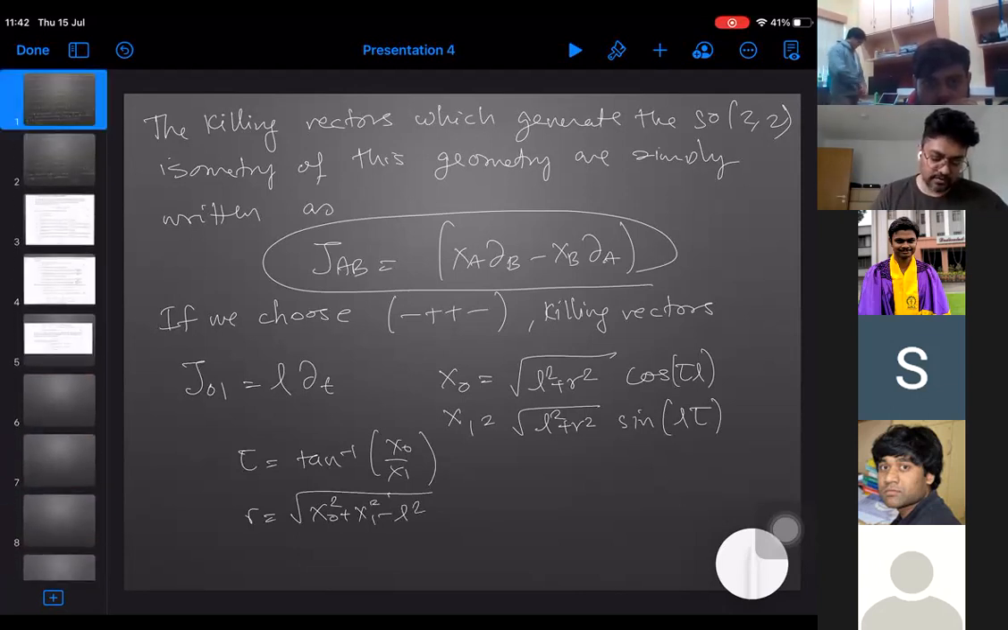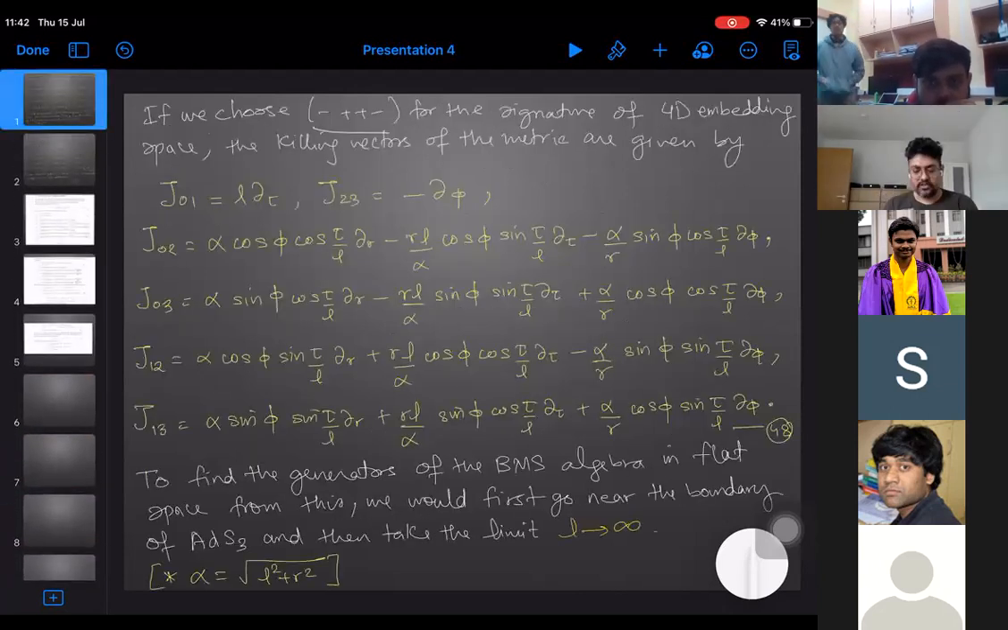In the end, what you will get are all these 6 generators, because in BMSN you have n into n plus 1 by 2 generators. So in BMS3 you will have 6 generators: 1, 2, 3, 4, 5, 6. By plugging everything into it and then trying to solve it, you will get this equation, a big equation. We can give it some time if you want to see this. So I move forward.